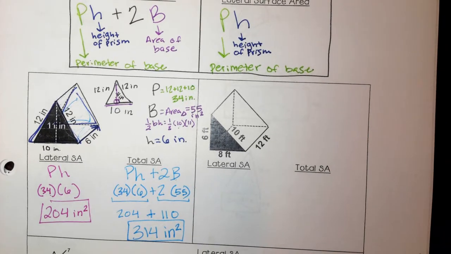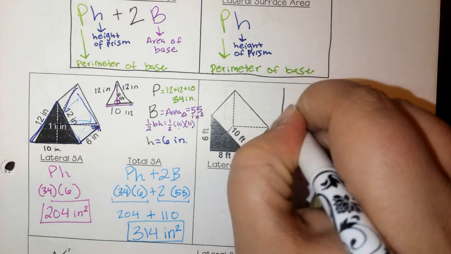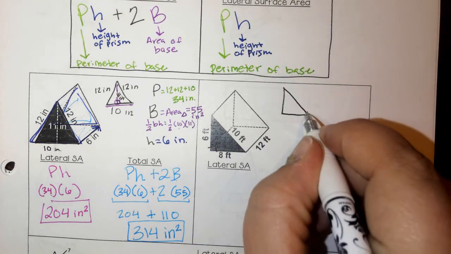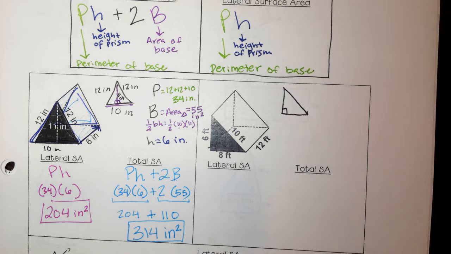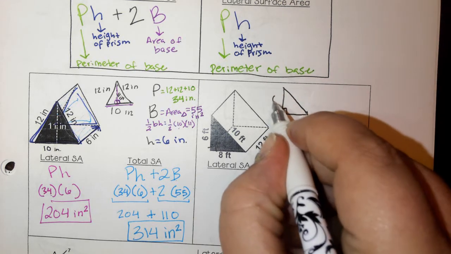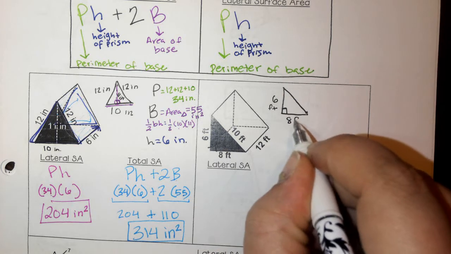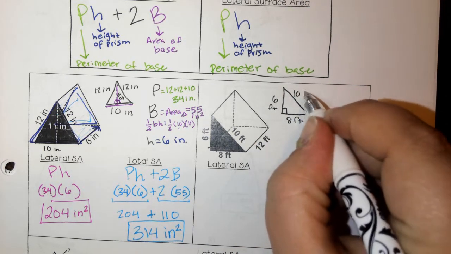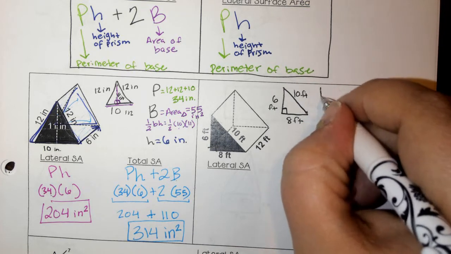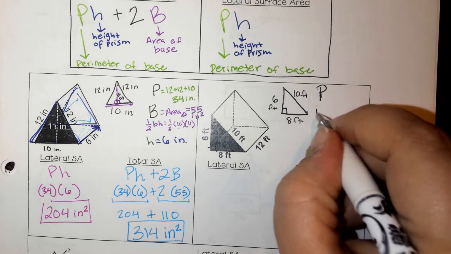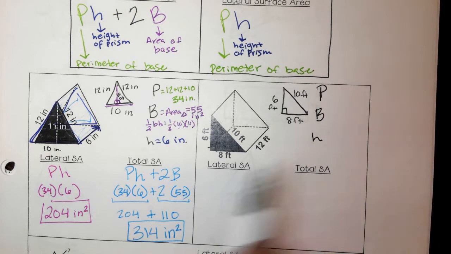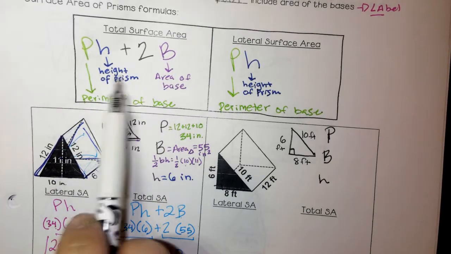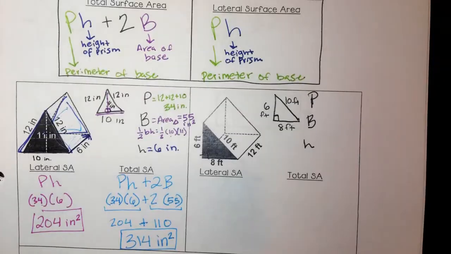We want to first redraw the base. And it's not labeled because I didn't label it when I was typing this up. That is a right angle there. This is 6 feet, 8 feet, and the slant inside, the hypotenuse, because this is a right triangle, is 10 feet. We need to find capital P, capital B, and H because we want to find surface area. And surface area uses the perimeter of the base, the height of the prism, and the area of the base.